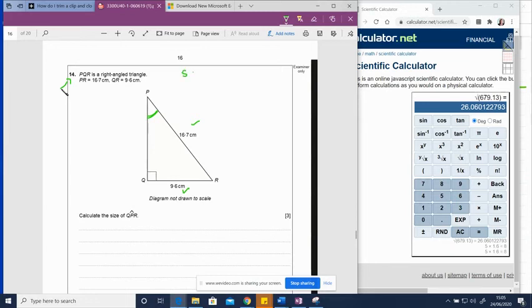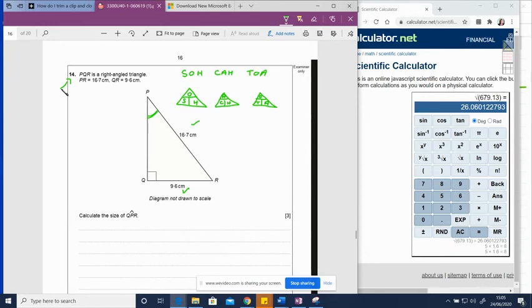So before I even start the question, I'm going to write out what I remember about trigonometry equations. And it's SOHCAHTOA. And then the triangles: the sine of the angle is equal to the opposite length over the hypotenuse. The cos of the angle is equal to the adjacent over the hypotenuse. And finally, the tan of the angle is equal to the opposite over the adjacent side.